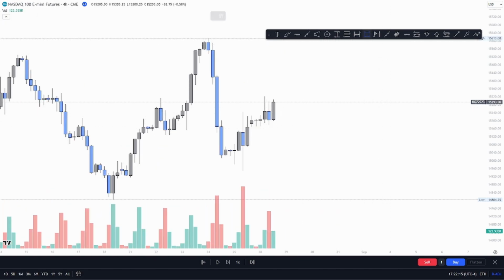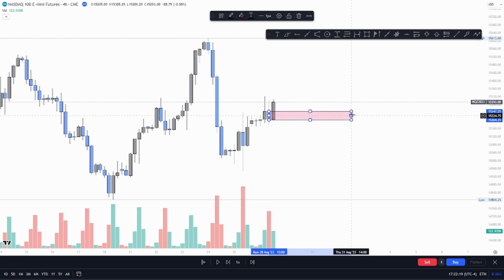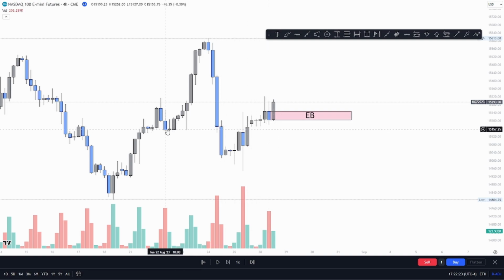So here we go. Based on a 4-hour, we got our candle close, and we close with a bullish 4-hour equilibrium block. Now, why is it a bullish 4-hour equilibrium block? Well, notice trend is up. What do we get? We followed an uptrend with a green candle, followed by one down candle, followed by another green candle. Therefore, we formed that equilibrium block.